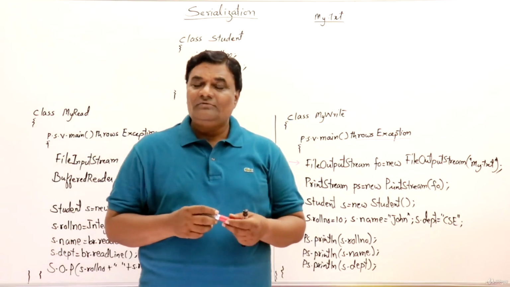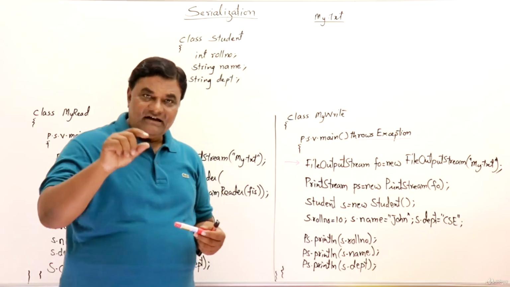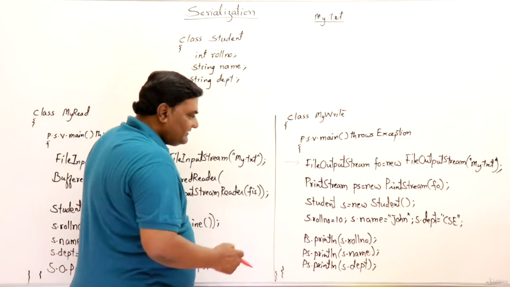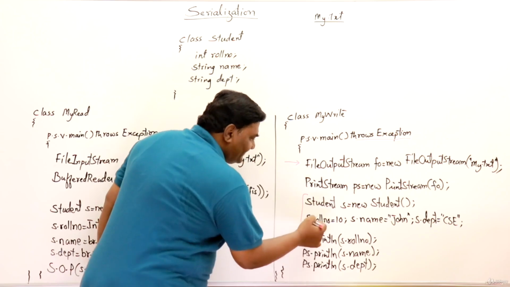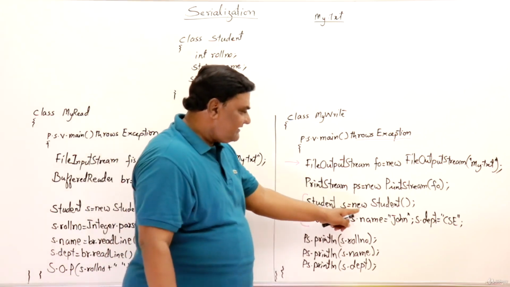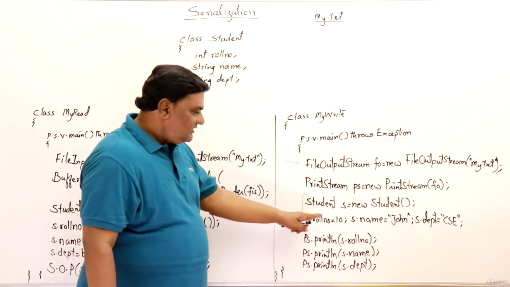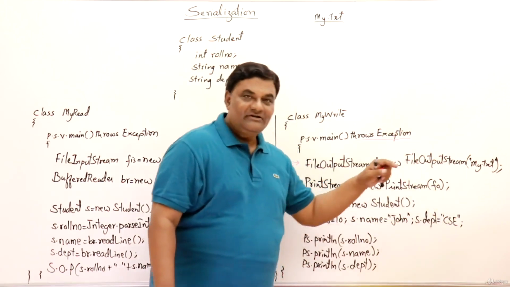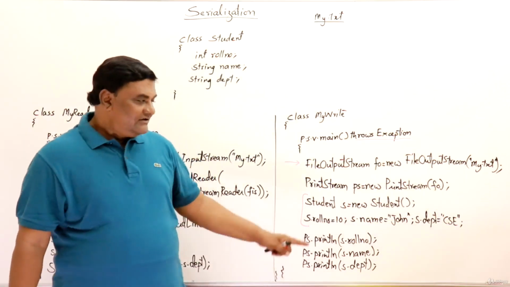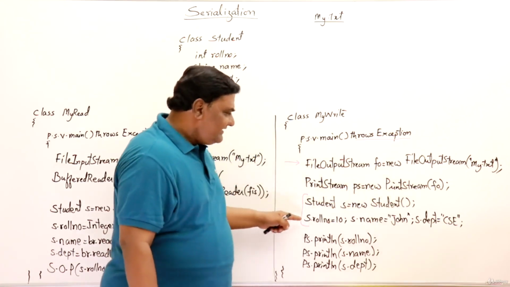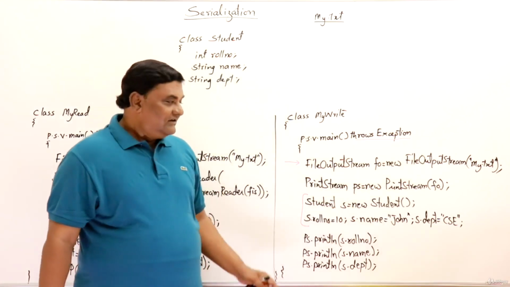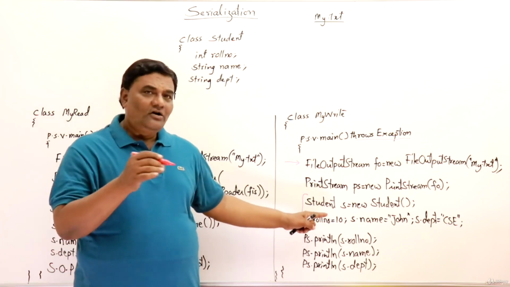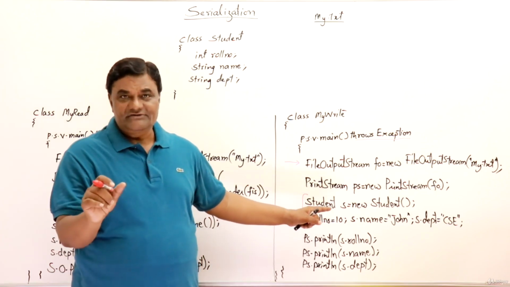Now I have to create the object of that class, that is the student class, and fill some data. So I have created the object of this class, Student s = new Student, then roll number I made it 10, name as John, and department as computer science engineering, CSE. I wrote it in a single line because of the space. So I have created the object of this class and filled the data. All three members I have assigned some values.